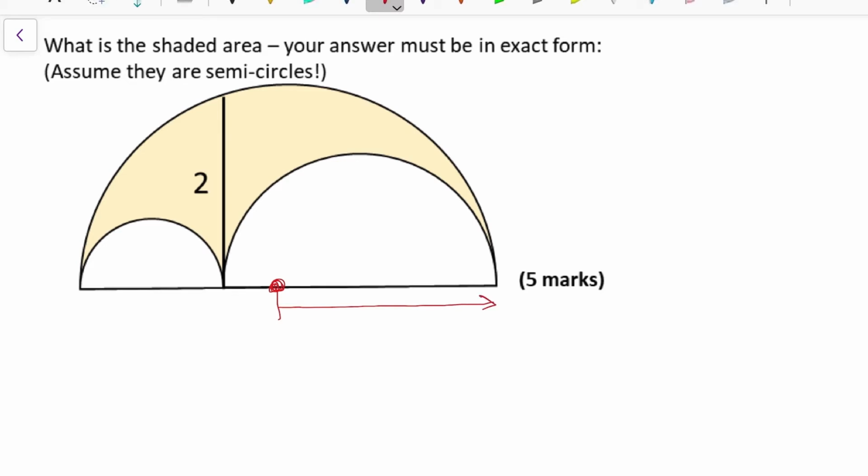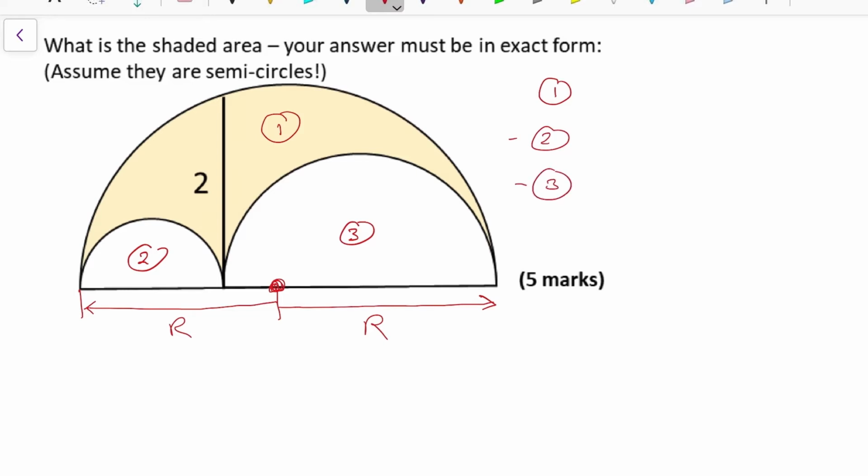My way is I'm going to think about working out the large semicircle, which I'm going to call 1. I'm going to give that a radius of r. And I'm going to take away the smaller semicircle and then take away the other smaller semicircle over here. Now it must be the case that if the radius is r, then this value here is r as well. My strategy, as I say, is going to work out 1. I'm then going to take away 2, and then I'm going to take away area 3. And then frankly just hope it all works out.